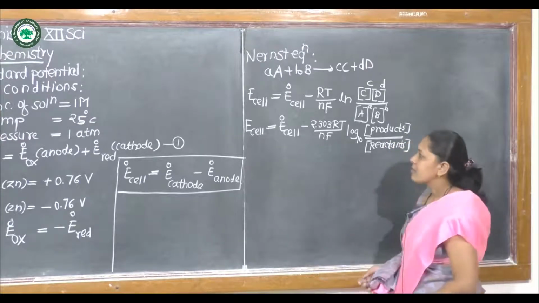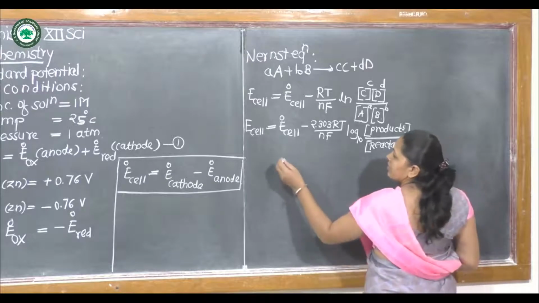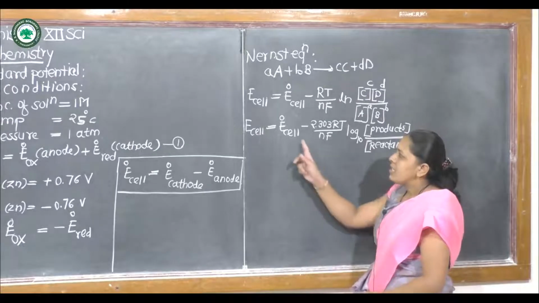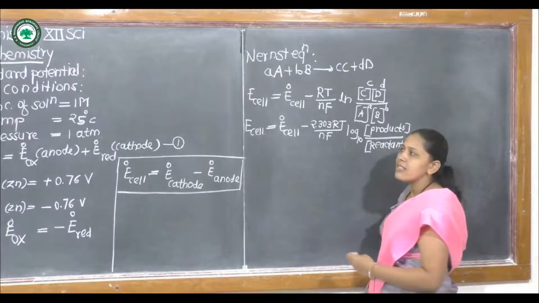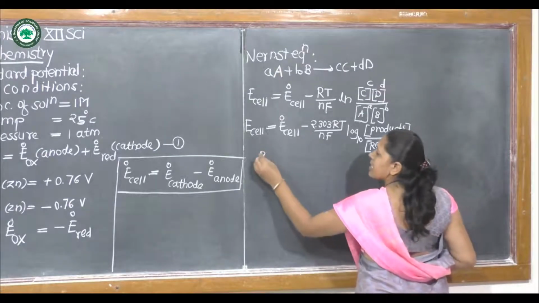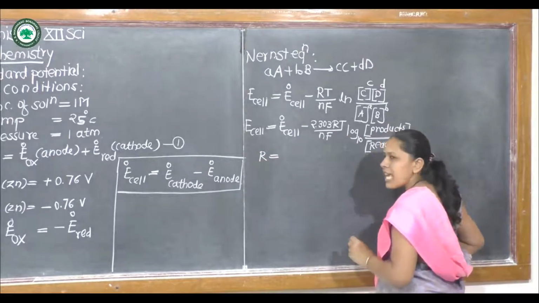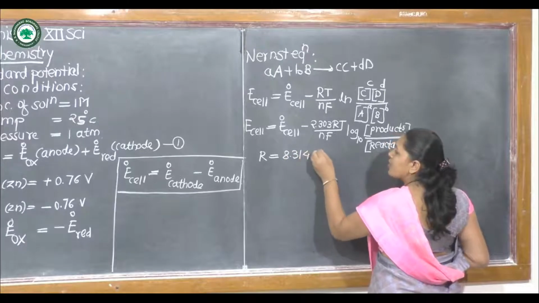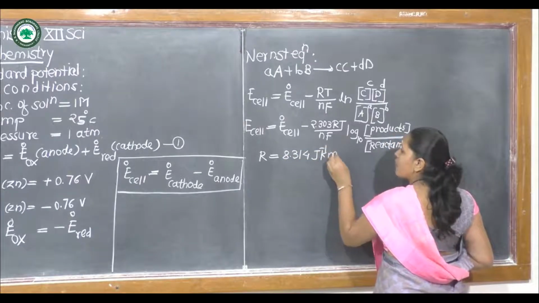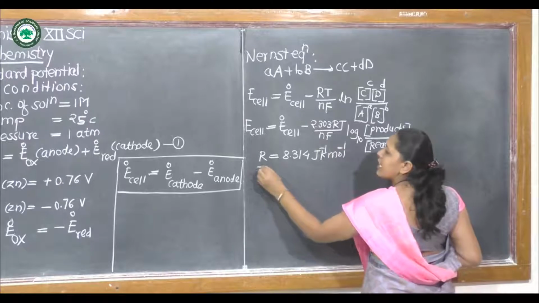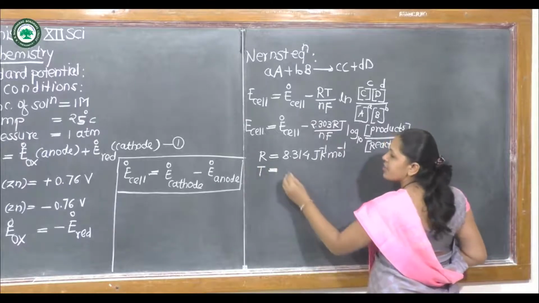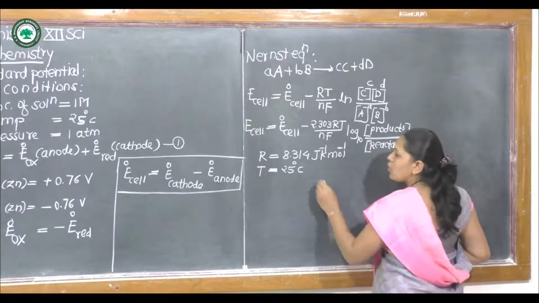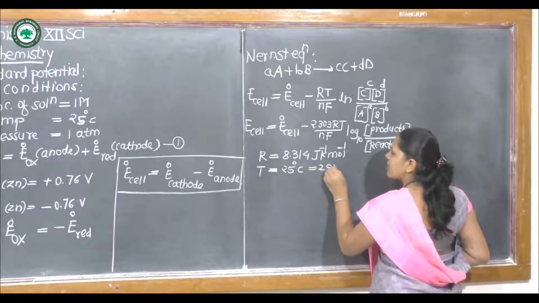Then here, E cell is cell potential, E0 cell is standard cell potential, R is the gas constant whose value is 8.314 joule per Kelvin per mole. T is standard temperature, that means 25 degrees Celsius, which is equal to 298 Kelvin.